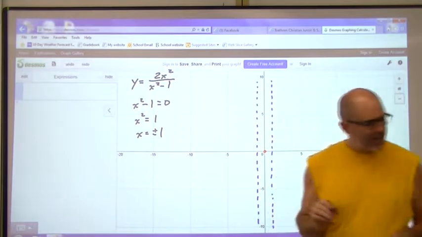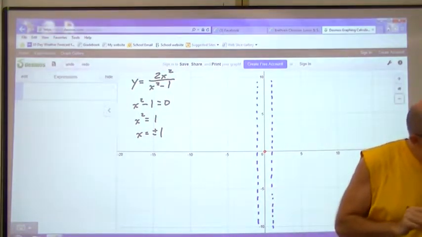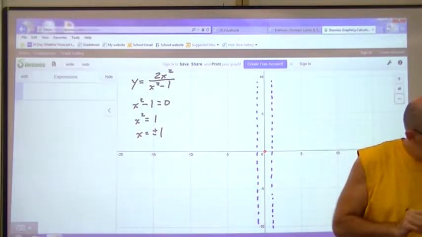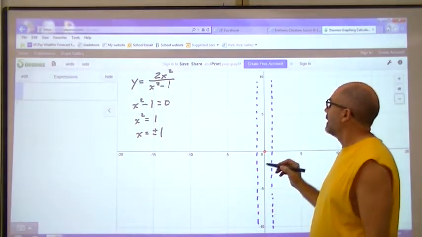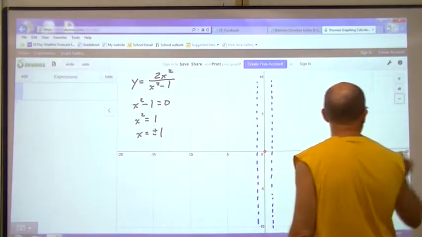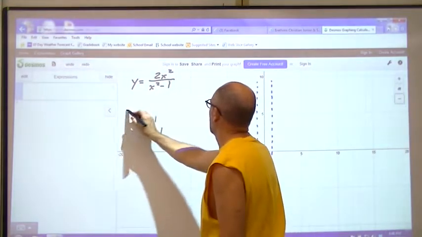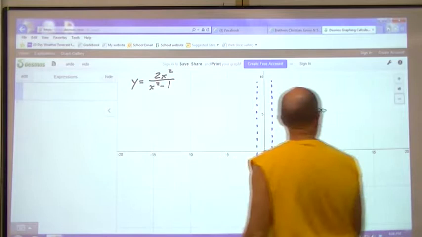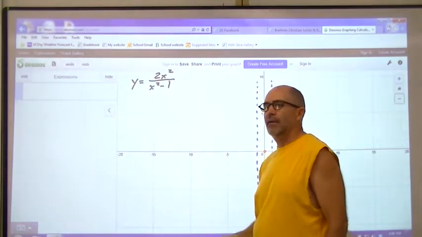Now, next, we want to look at the symmetry. Make sure I'm not forgetting something. Yeah, right. That's it. Symmetry next. All right. Now, look at the function and think about, if I put in a negative value for x, what's going to happen to y?